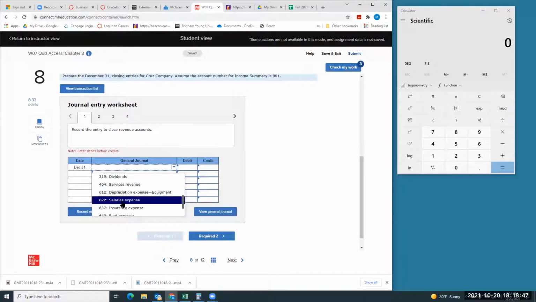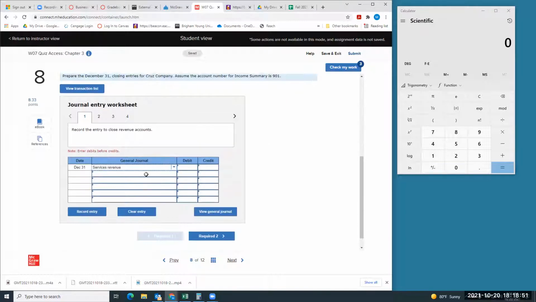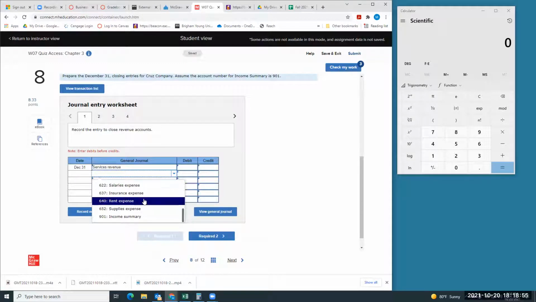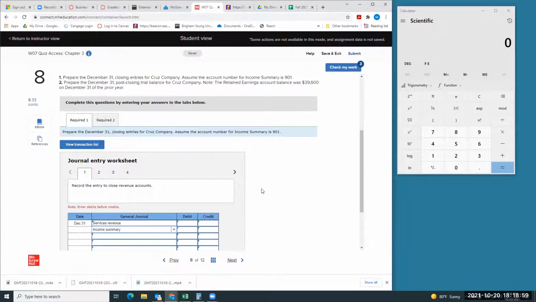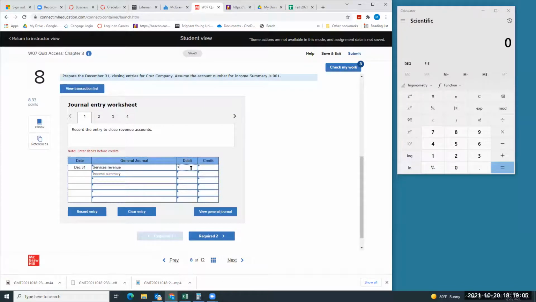There it is, service revenue. And we're going to credit income summary. Income summary is a temporary account we just use for the closing process. Again, I'll look at the amount, $37,700. I'll debit service revenue $37,700. That'll make the balance of service revenue 0 now, and credit income summary $37,700.